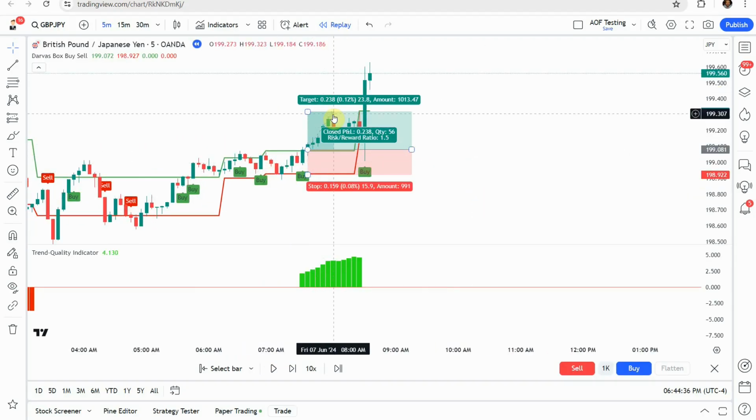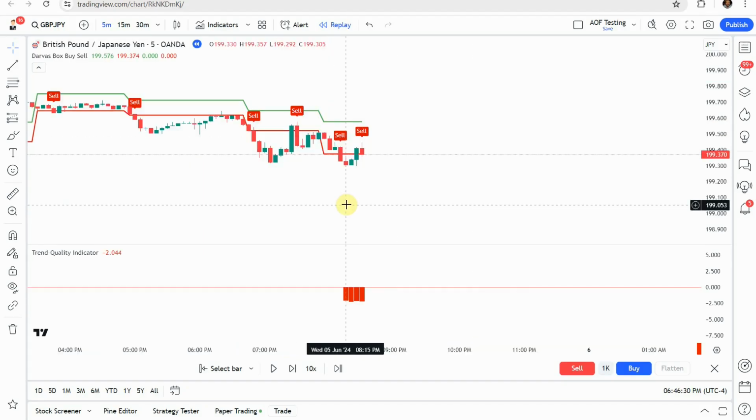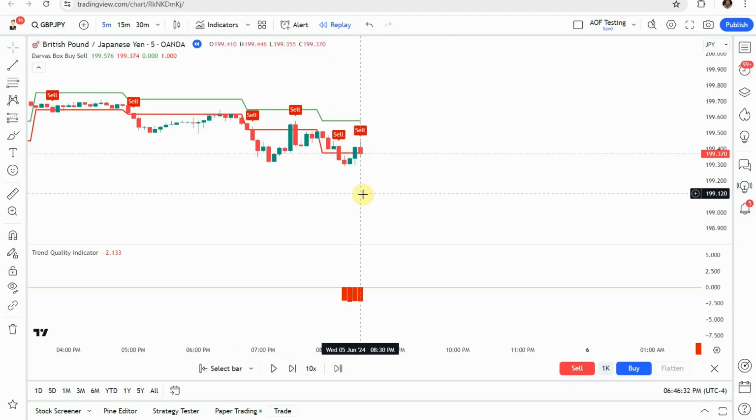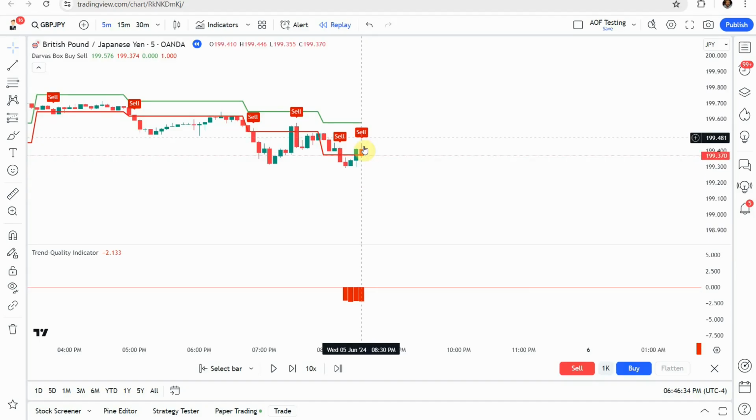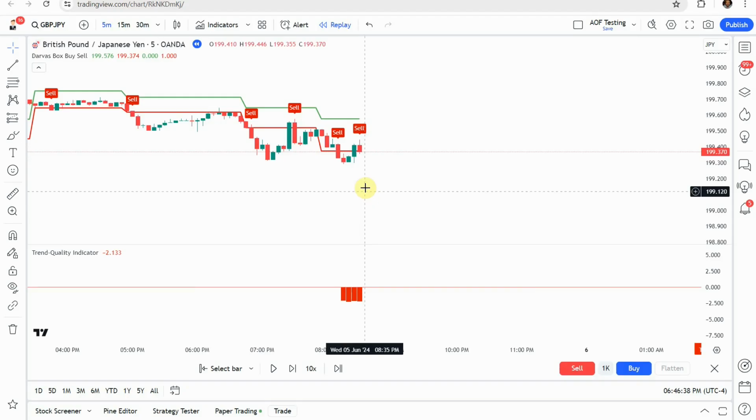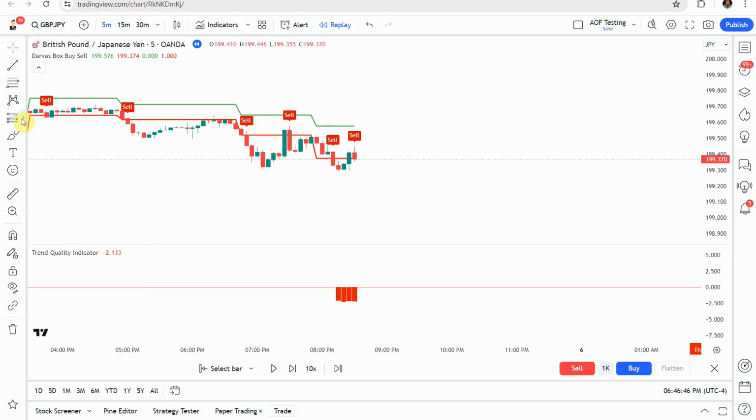You see that we make a really nice climb to the upside, getting us to our take profit. And what we're looking for in a short trade is the sell tag like this here from the Darvis box indicator. At the same time, we're going to look down to the trend quality, and we want it to have a red bar like this here. When those two line up, that's going to be our signal to enter into a short.